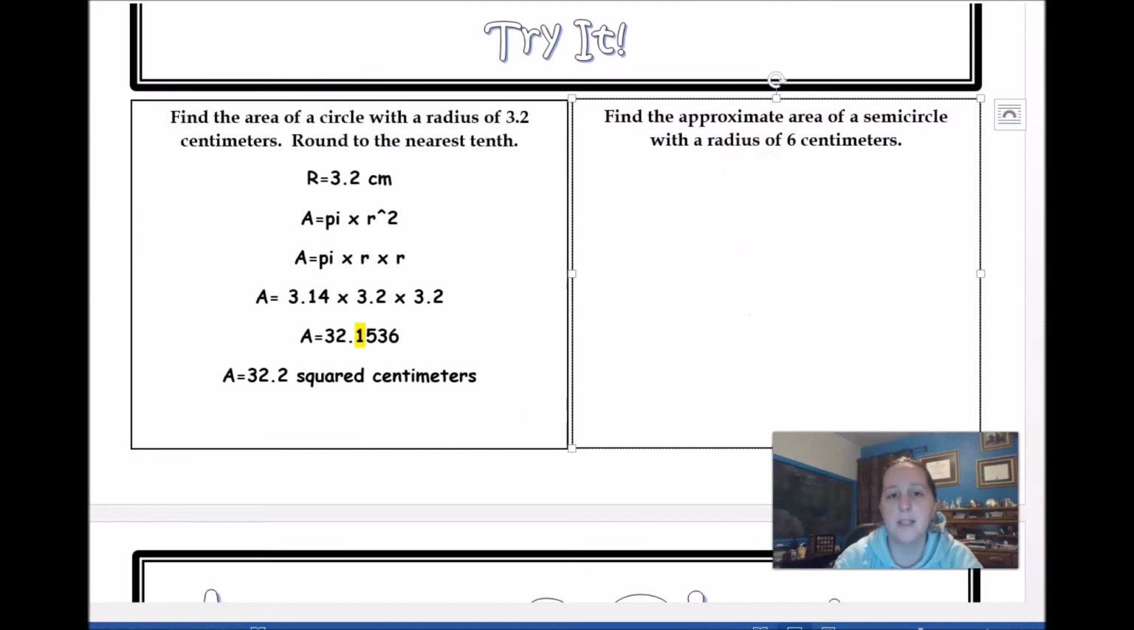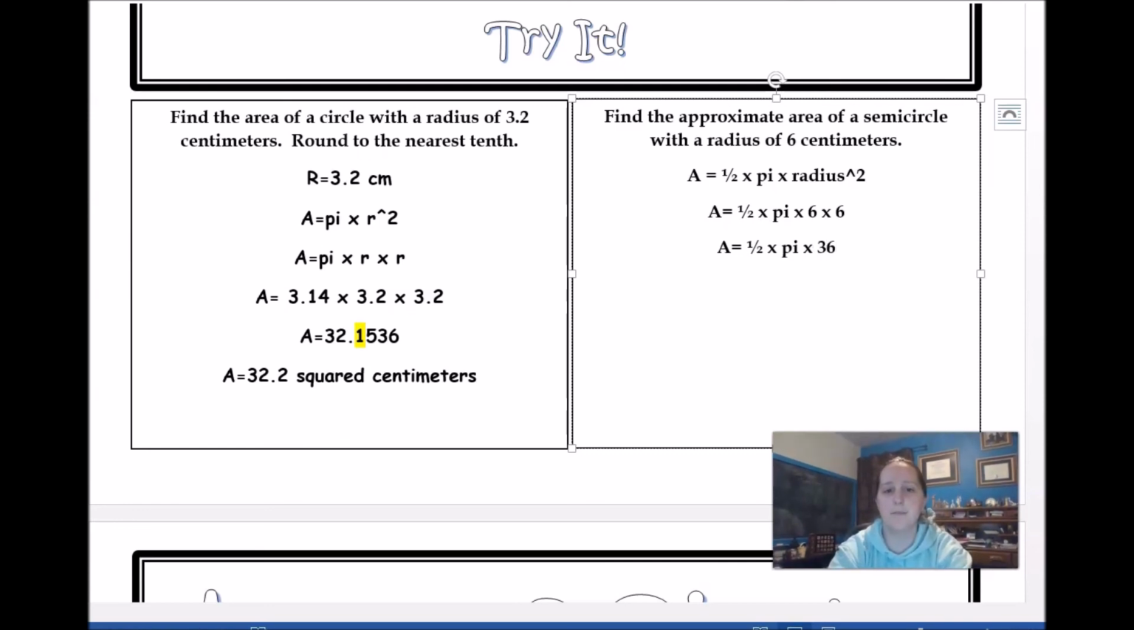For the second problem, it says find the approximate area of a semicircle with a radius of 6 centimeters. Again, they gave me a radius, which is great. I don't have to do anything else with that. So the area of a semicircle is A equals 1/2 times pi times my radius squared. So A equals 1/2 times pi times 6 times 6, or 6 squared.